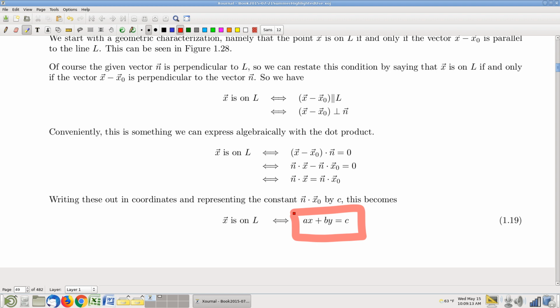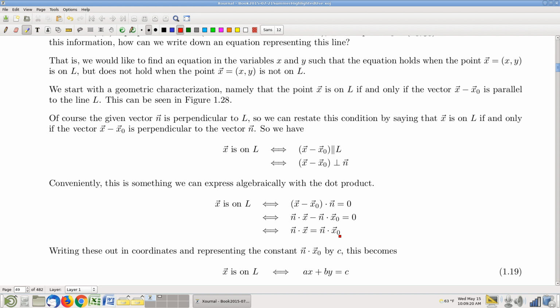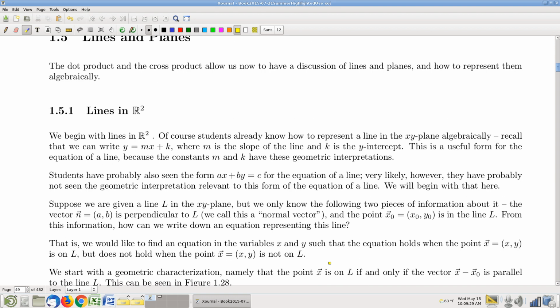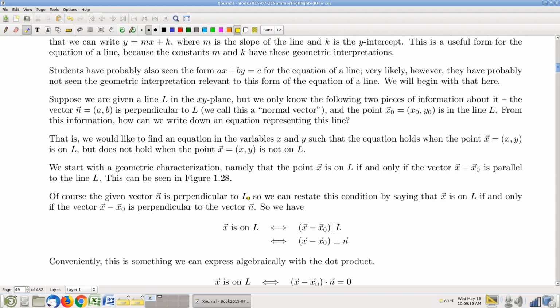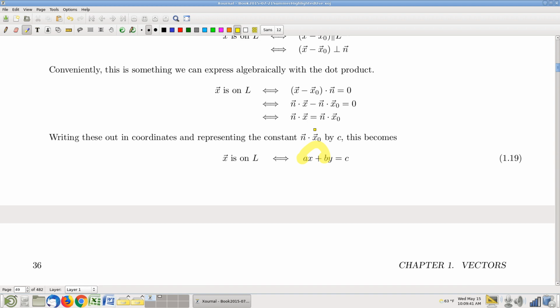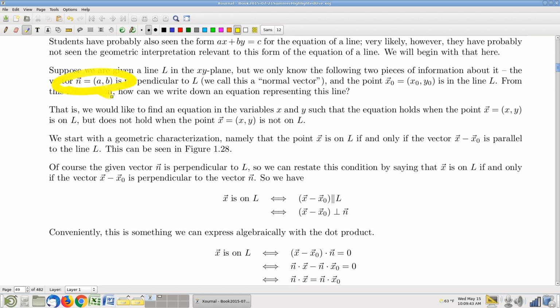But arguably more importantly, this equation has natural geometric information encoded into it. These numbers, A and B, mean something, right? Going back up to here, we were super impressed with this formula because the M and the K mean something. We didn't know what the A and the B meant. Now we know what the A and the B mean. The A and the B tell you a vector perpendicular to the line.